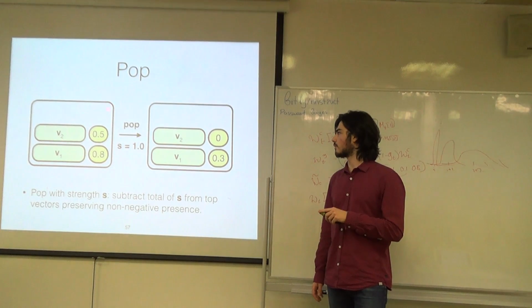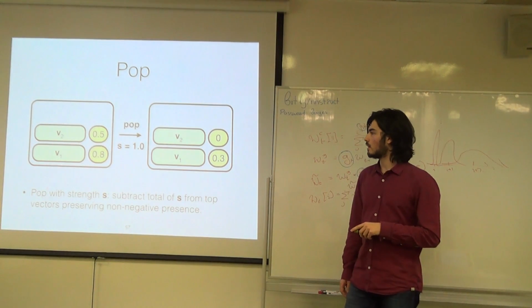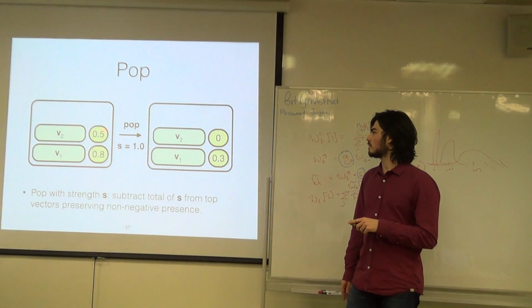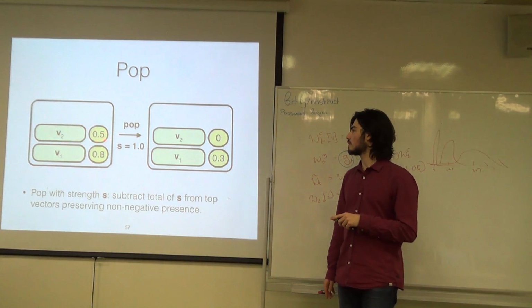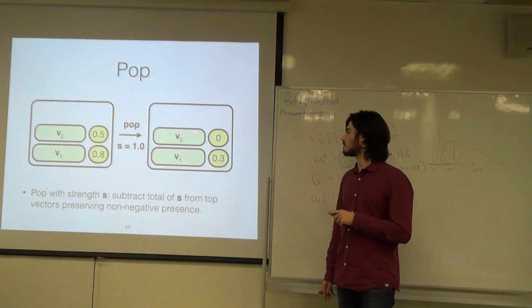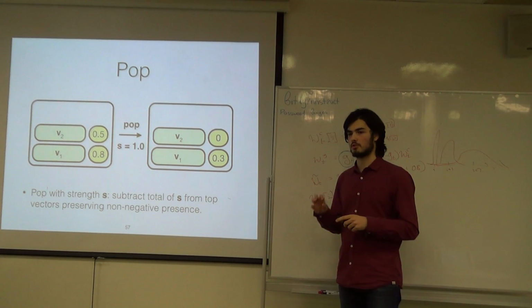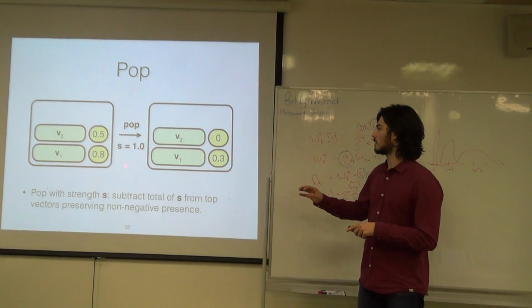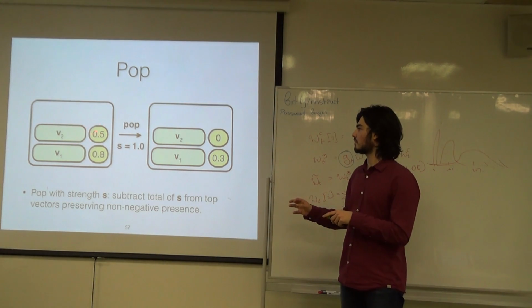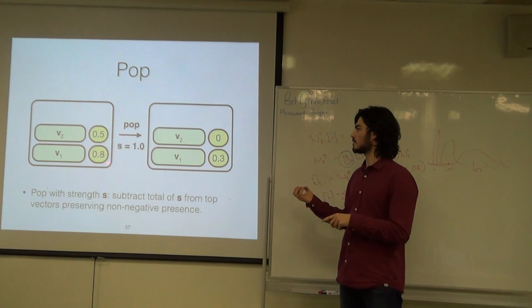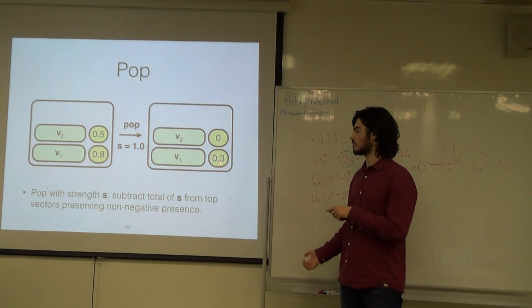You run from the head to the bottom until you reach the total sum of s. So for example, here s is 1, you start with this value, here is 0.5, you put it to 0. Here is 0.8, and the residual from this one is 0.5. Okay, so we used 0.5 here and 0.5 left here. We subtract 0.5 from here and get 0.3.